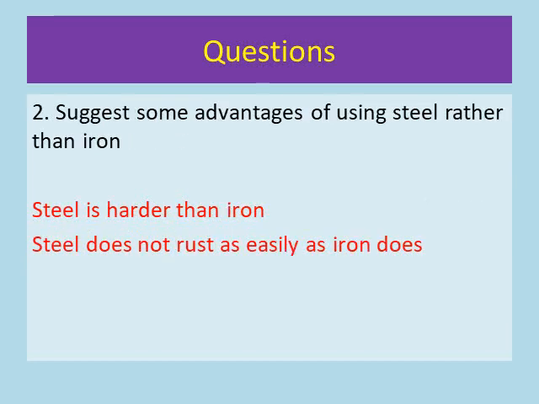Number two, suggest some advantages of using steel. So a couple of advantages that you may have said is, number one, that steel is harder than iron. So that means it's more difficult to sort of dent it. And number two, steel doesn't rust or corrode as easily as iron does. You can imagine if you made your cutlery out of iron, you put it through the dishwasher a few times, it's going to get rusty pretty quickly, whereas steel cutlery doesn't do that.